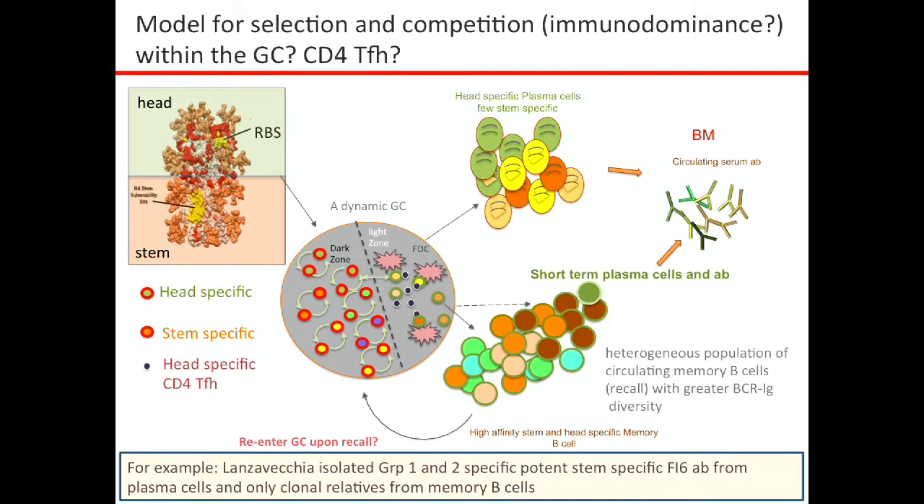This was also observed by Antonio Lanzavecchia, who isolated a very potent group 1, group 2 specific antibody called FI6, which is directed towards stem round about here. And he only ever found that antibody from doing plasmablasts. He never found that antibody from doing memory B cells. But he found lots of clonal relatives of this very specific antibody, but they were never as potent.